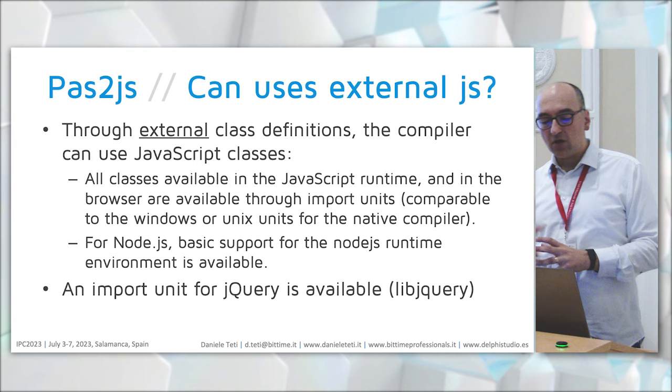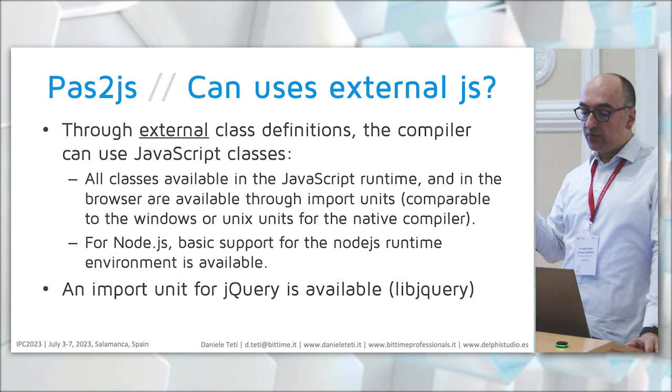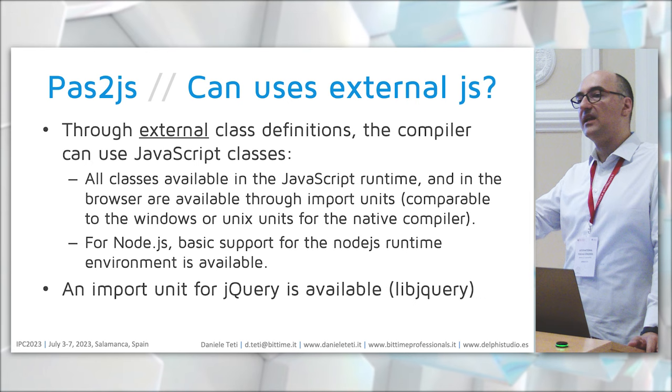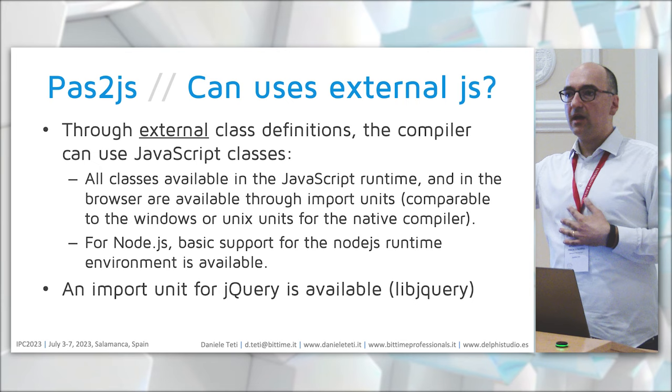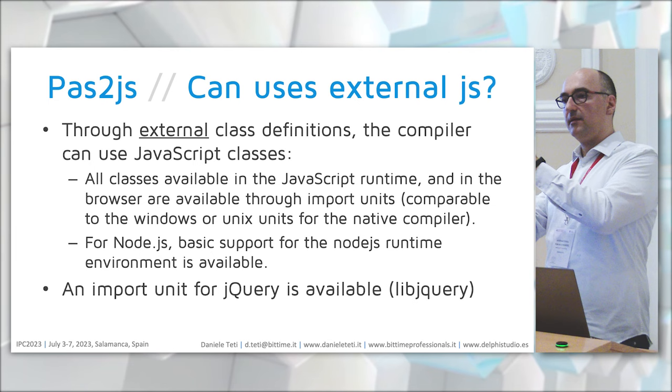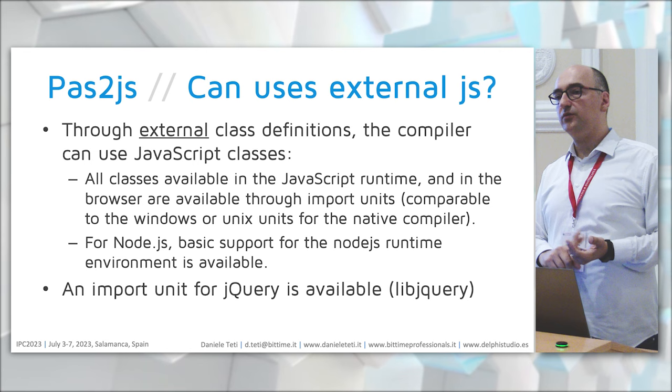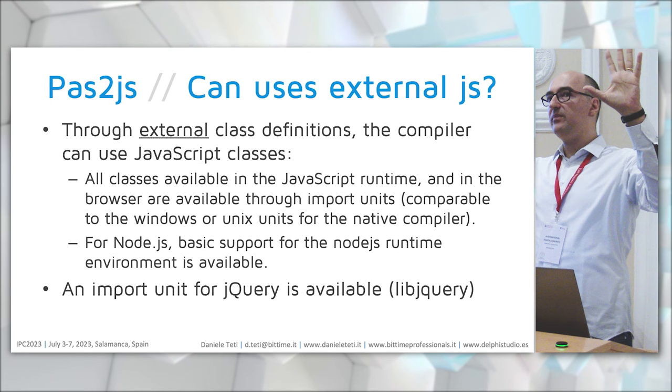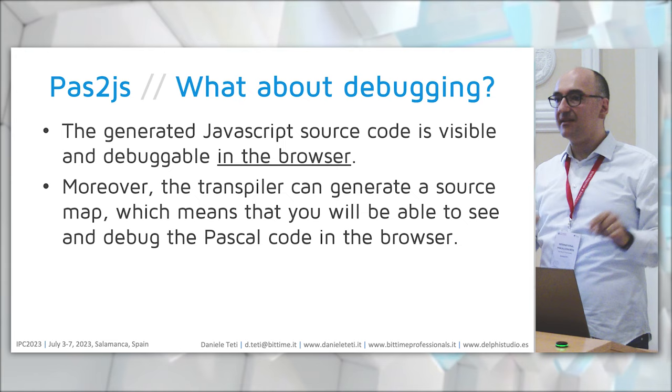All classes available in the JavaScript runtime and in the browser are available through import units, which is comparable to the Windows or Unix unit for the native compiler. If you think about the binding to libc or kernel32 or something, it is the same. When you declare a DLL import unit, you define this is a unit, this is external, and so on. It is the same in Pascal to JS, but you are not binding to the DLL, clearly, but to an object that will be available at runtime. But it is statically typed.